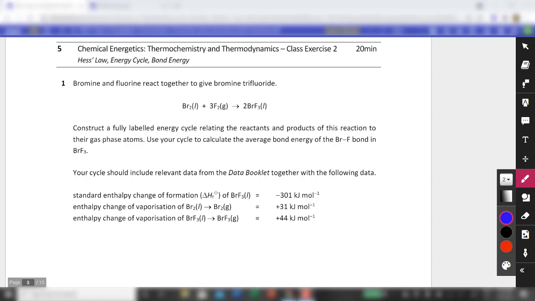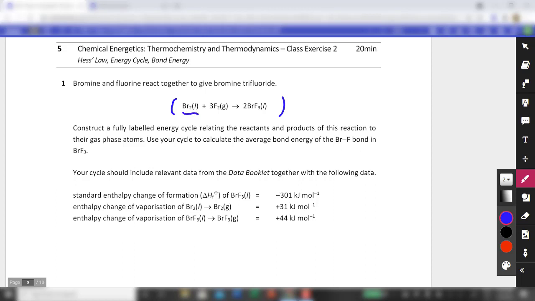Okay, I'm going to debrief in-class exercise 2, and it's actually focusing on energy cycle drawing, as well as bond energy. And of course, fundamentally, for the past week or so, we are looking at Hess's law. Okay, so yeah, we are given this particular reaction.